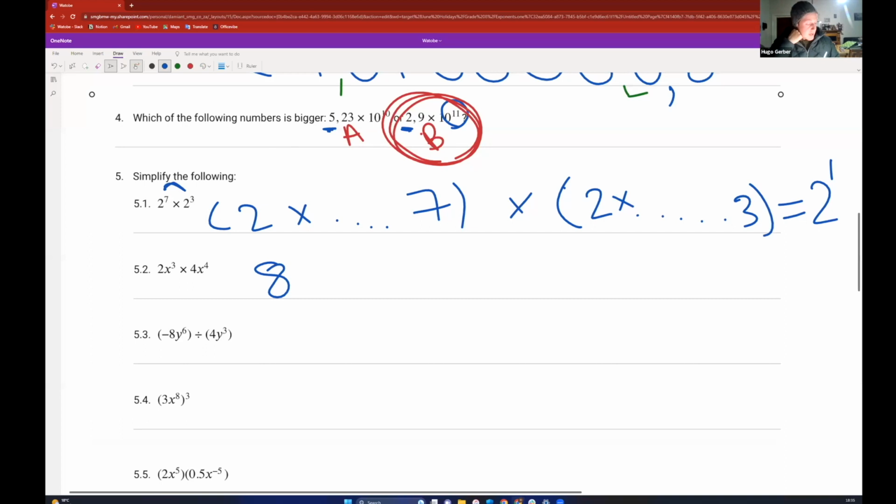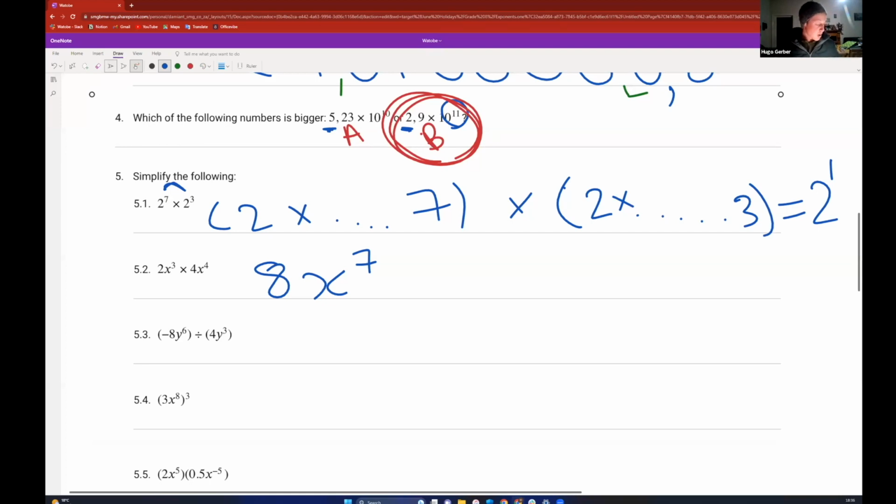Yes, 8. And then because the base is x, it's the same for both. We can again multiply, which means we can add the orders. So that is 3 plus 4, 7. Well done. So 8x to the power of 7. All right.